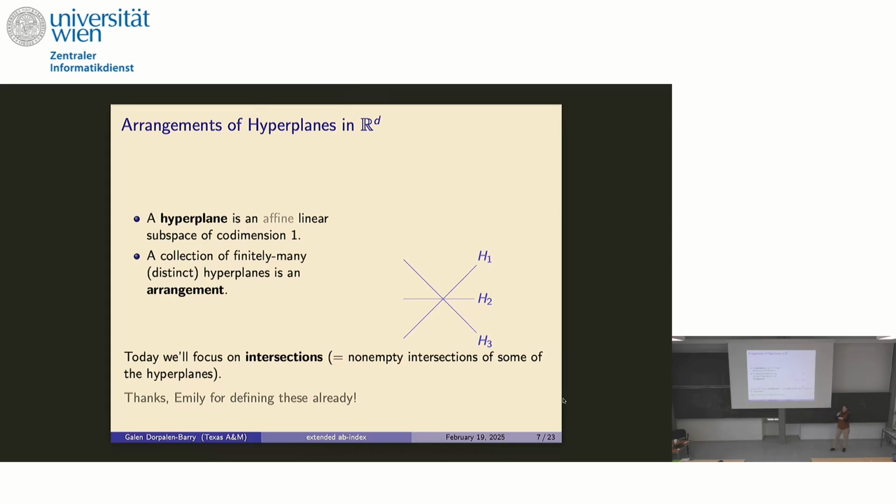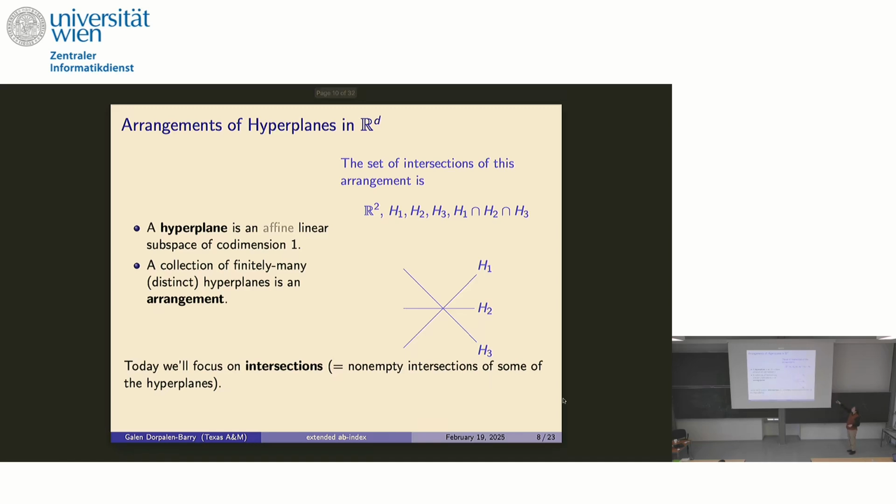I'm going to be focusing on the intersections of these hyperplane arrangements. You have this collection, and they're real hyperplane arrangements, sitting in R to the D. And I want to look at non-empty intersections of some of the hyperplanes. We saw this in Emily's talk already, but just so that we're on the same page, there are many ways to think about this. In this particular example, we have the intersection of none of the hyperplanes, which is R2, and then any of the singleton hyperplanes, H1, H2, and H3, and then the intersection of all three of them. And it's clear from this picture that the intersection of H1 and H2 is the same subspace as the intersection of H2 and H3, which is the same subspace as the intersection of H1, H2, and H3.